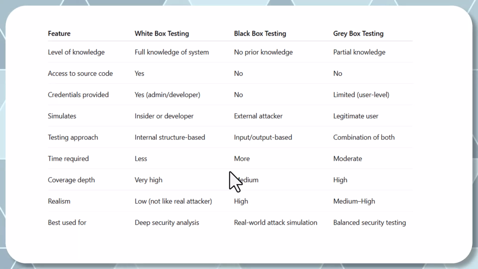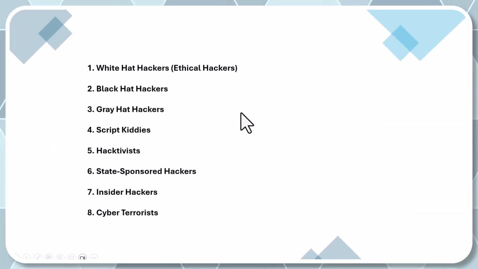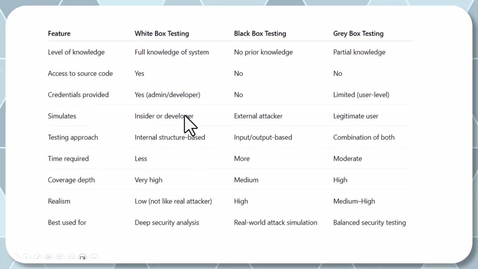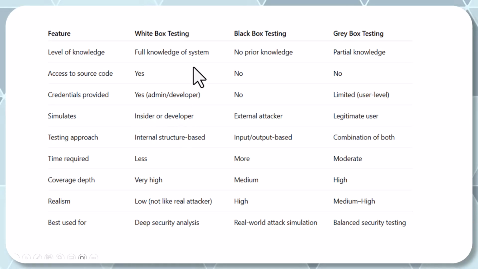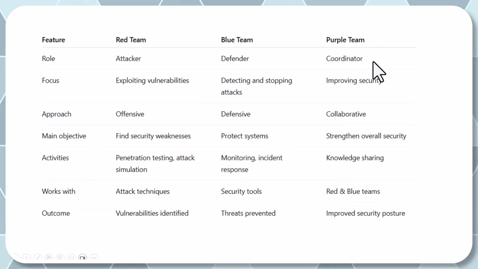This is important. And if you go to the previous slide, these are the hackers: white hat hackers, black hat hackers, gray hat hackers. Similar thing: white, black, gray. These are hackers basically, and hacktivists, insider hackers, cyber terrorists. So these are white hat, black hat, and gray hat. Similarly, white box testing, black box testing, and gray box testing. Now we will move forward.